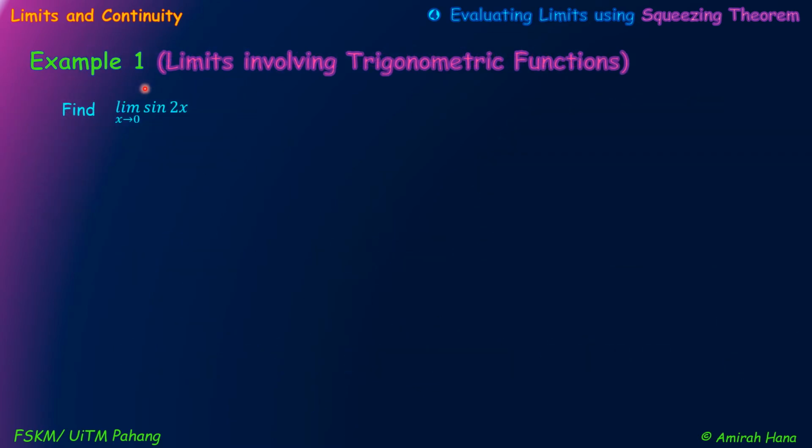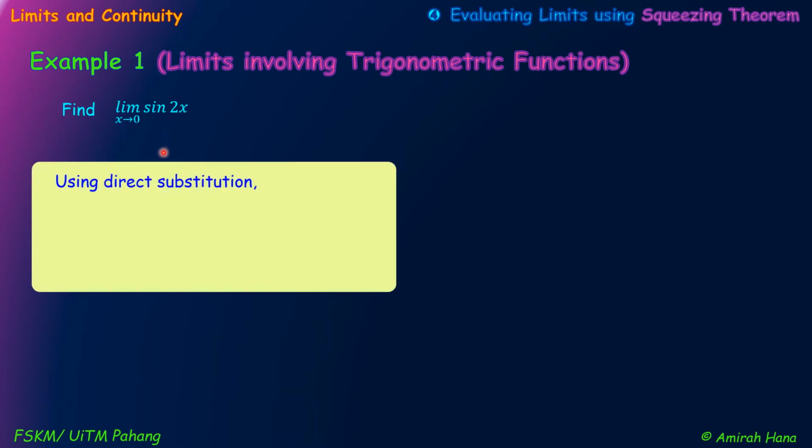Let's look at example 1, limits involving trigonometric functions. Find limit as x approaches 0 of sin 2x. If we use direct substitution from the given question, we just plug in 0 into variable x. Then we get sin 2 times 0. After we use direct substitution, there is no more limit expression. Then we simplify, so we get sin 0, and using a calculator, sin 0 equals 0.